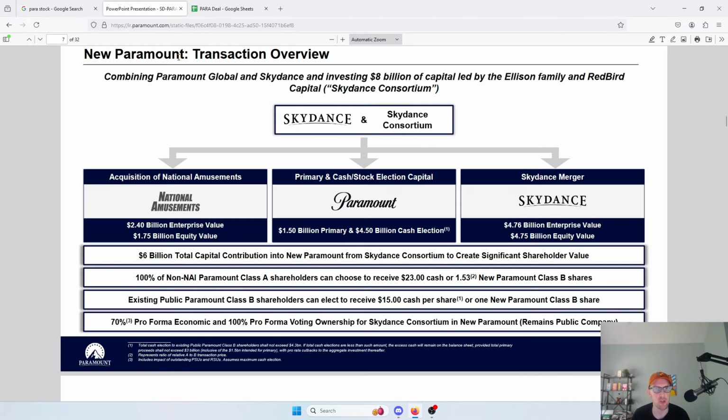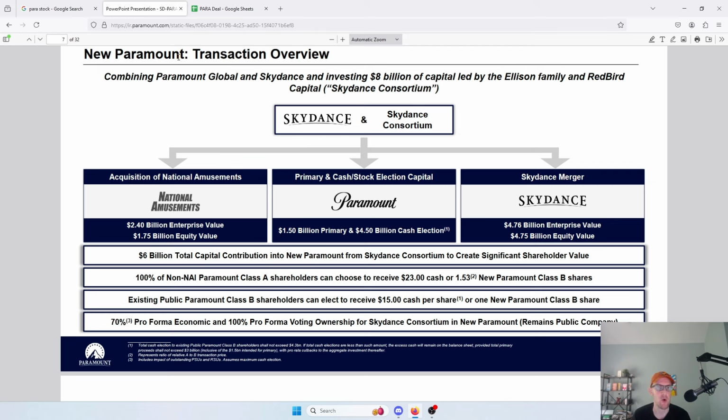Skydance Consortium is essentially doing this in a three-part process. First, they're acquiring National Amusements at a $2.4 billion enterprise value, $1.75 billion equity value. National Amusements owns about 77% of the Class A voting shares, which is important because they gain control of the company, and about 5.5% of the Class B non-voting shares, which is what PARA is.